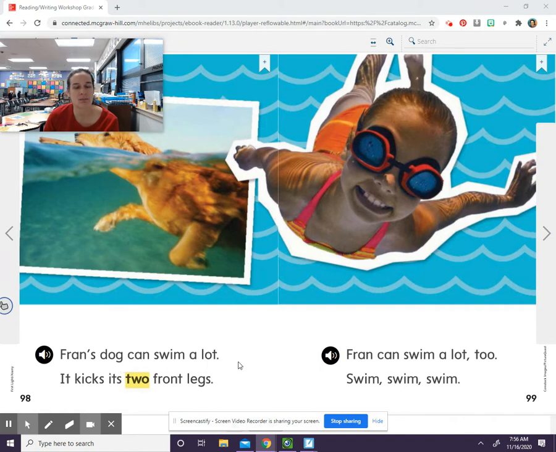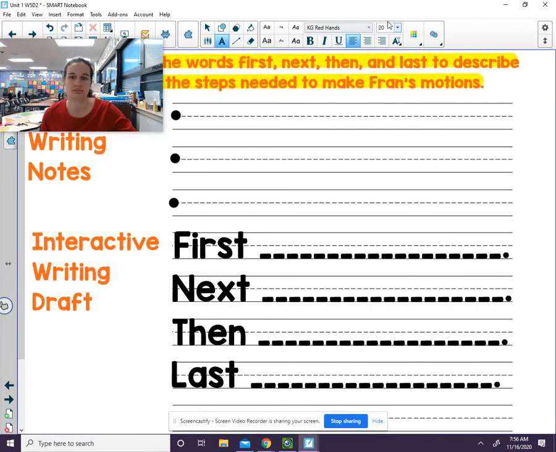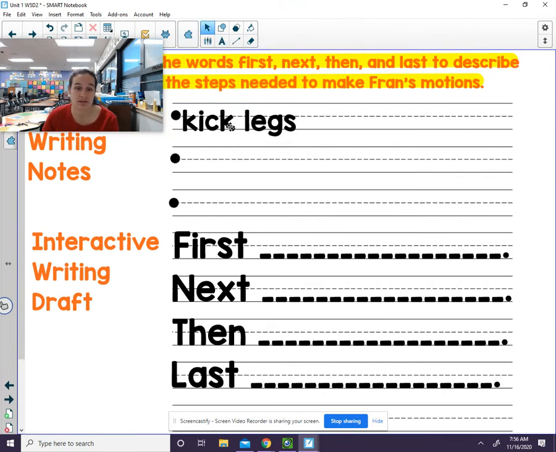Fran's dog can swim a lot. It kicks its 2 front legs. Fran can swim a lot too. Swim, swim, swim. Notice that it doesn't tell us how Fran swims. So we have to think, well, what did the dog have to do to swim? It had to kick its legs. So let's add that idea to our notes. So kick legs. We have to remember that to swim, you need to be able to kick your legs.